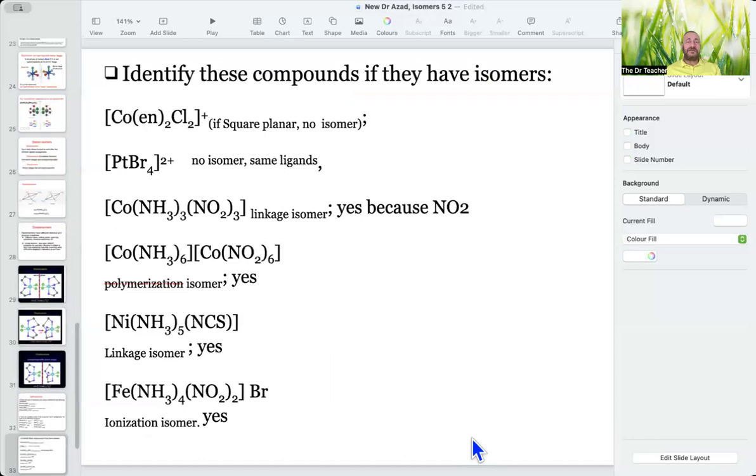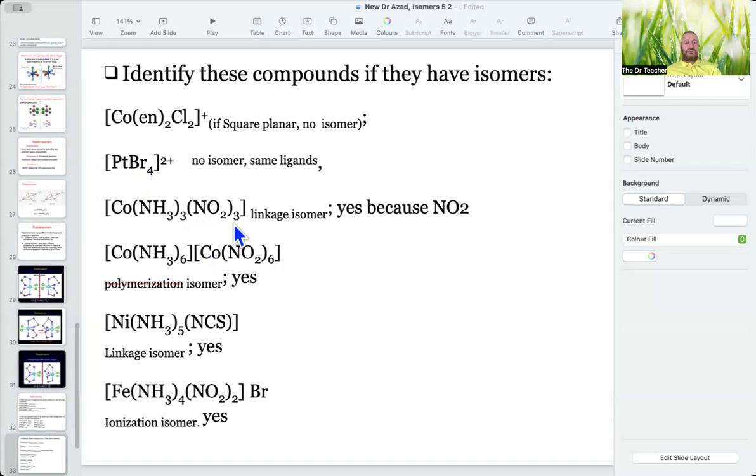Identify the compound if they have an isomer. So if you check cobalt bis(ethylenediamine)dichloro, if square planar, no isomer. If tetrahedral, isomers. When you draw the structure, you will find the answer here. Now you have a square planar with the same ligands. Wherever you put them, they are the same. So there is no isomer for this.